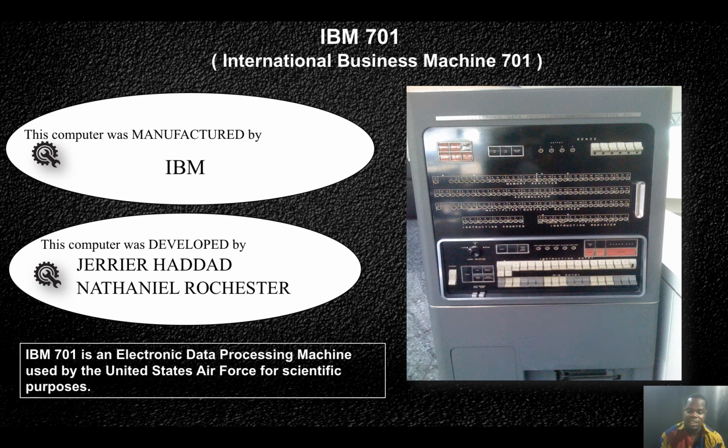Electronic data processing machine. And it is used by just one particular group of people, which is the United States Air Force. And they use it for what? Scientific purposes. For doing their calculations, for breaking the enemy codes, and so on. This is what they were using by then. IBM 701, which was manufactured by IBM, the International Business Machine. And then the developers were Jeria Haddad and then Nathaniel Rochester.